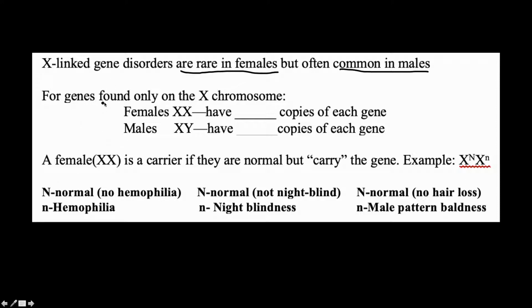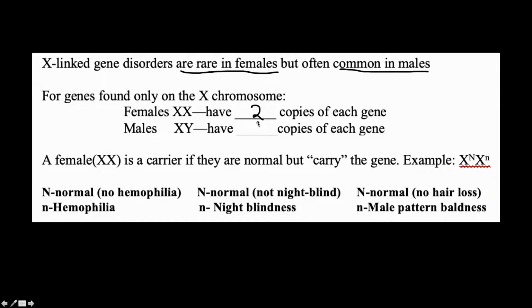So it says for genes found only on the X chromosome, this does not apply to the autosomes, females XX have 2 copies of each gene. They get one from mom, one from dad. So if we're looking at the X's, one of these X's came from mom, the other X came from dad.